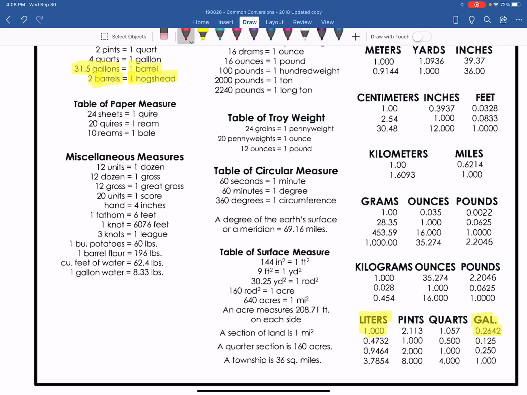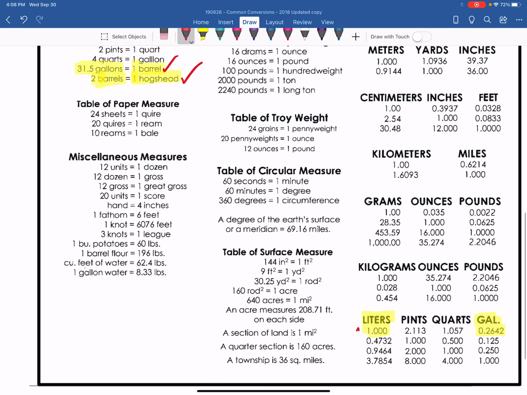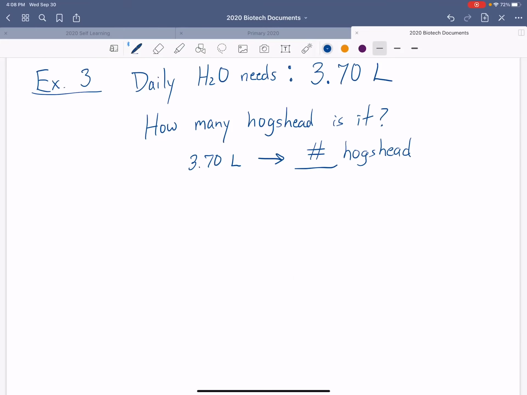We're going to need to use 3 different equalities in order to make this happen. So let me improve on my plan here. The current plan, going straight from liters to hogshead, is not exactly the story that's true. Here's a more accurate story. I'm going to have to go from the 3.70 liters to gallons, and from gallons I get to go to barrels, and then finally from barrels I can go to hogshead.